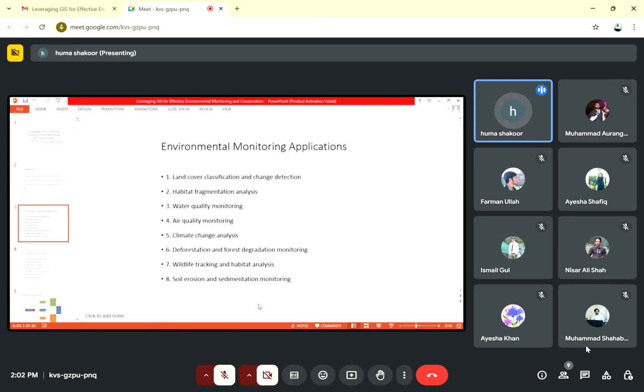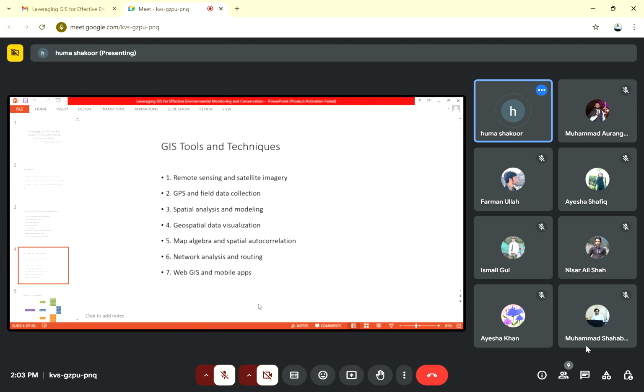Environmental monitoring applications cover these areas: land cover classification and change detection, habitat fragmentation analysis, water quality monitoring, air quality monitoring, climate change analysis, deforestation and forest degradation monitoring, wildlife tracking and habitat analysis, and soil erosion and sedimentation monitoring. These are all the environmental aspects that we can monitor through GIS and remote sensing.